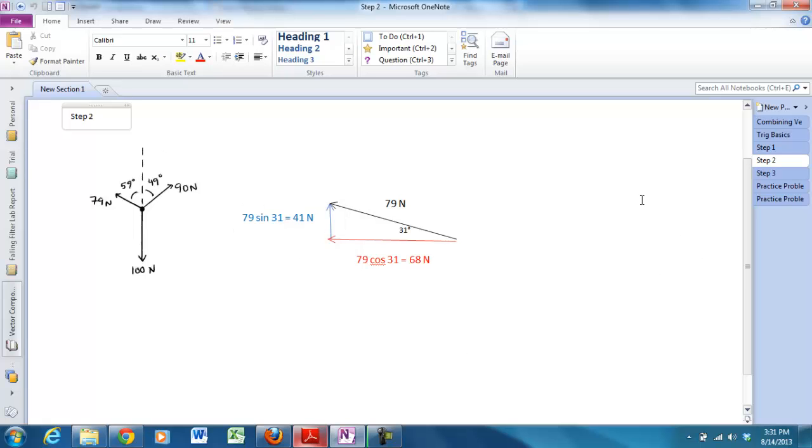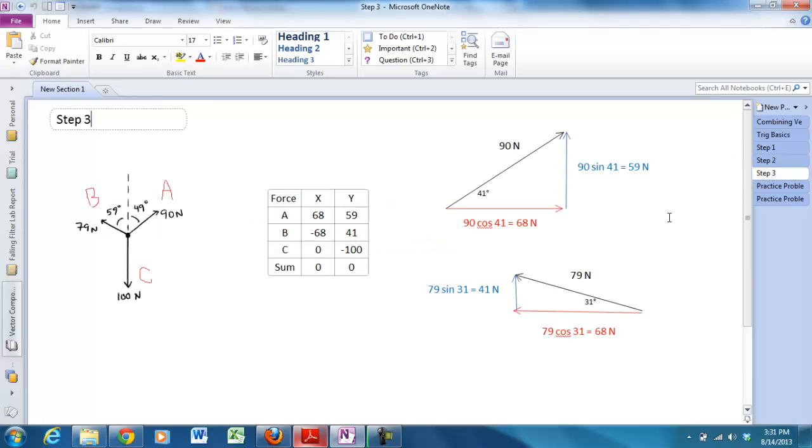So now we've resolved both of those vectors, A and B, that are at an angle into their horizontal and vertical components. And now we can combine everything using a little force table. So we line up our forces here and we write down their x and their y components. And this is the point where you have to pay attention to the direction.